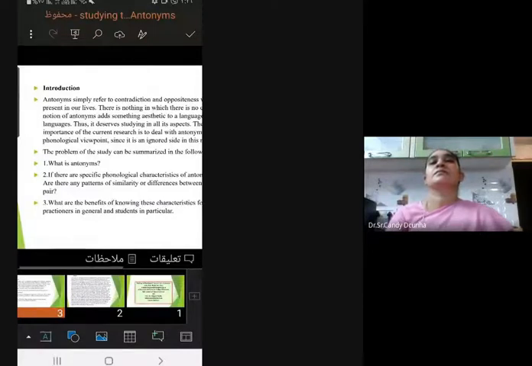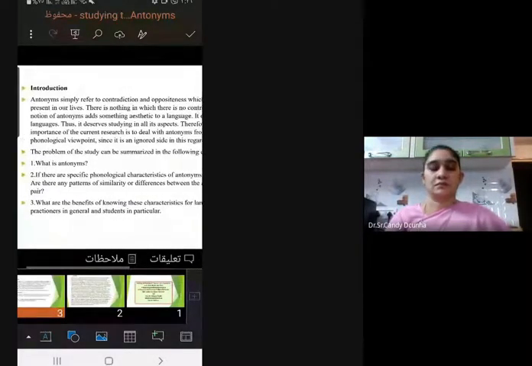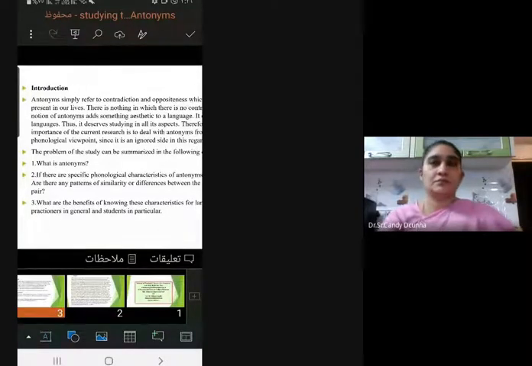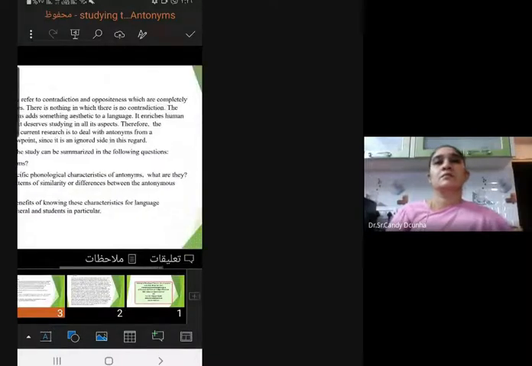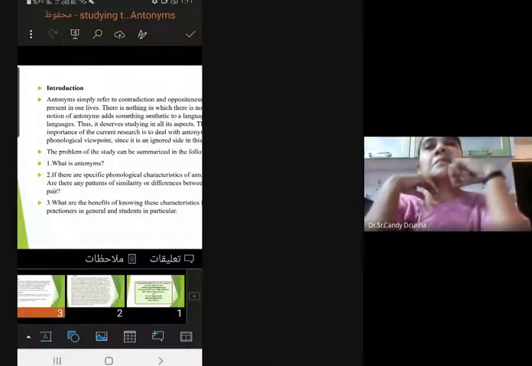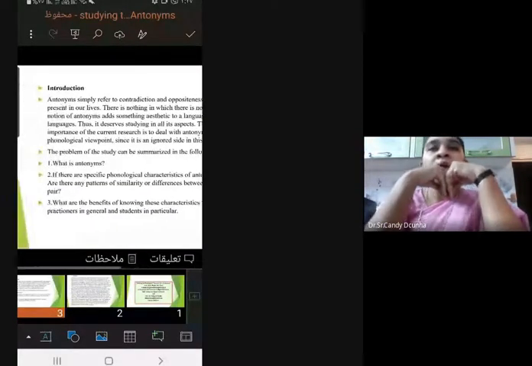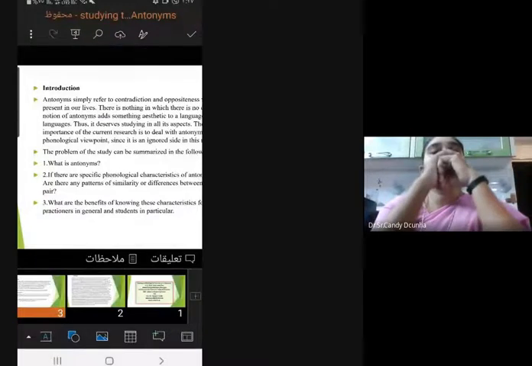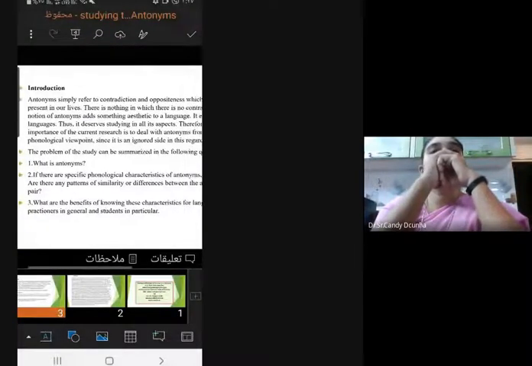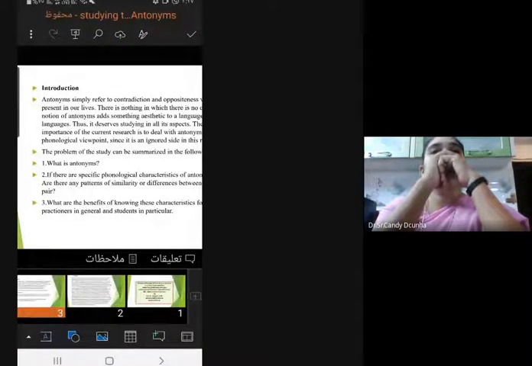The problem of this study can be summarized in the following questions. What are antonyms? If there are specific phonological characteristics of antonyms, what are they? Are there any patterns of similarity or difference between the antonyms that occur? What are the benefits of knowing these characteristics for language practitioners in general and students in particular?